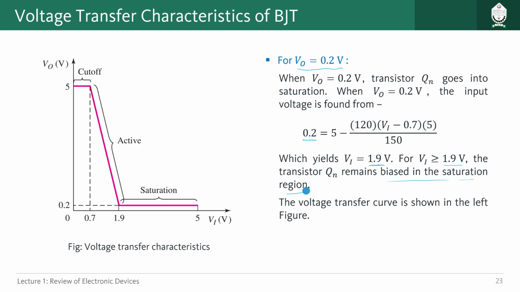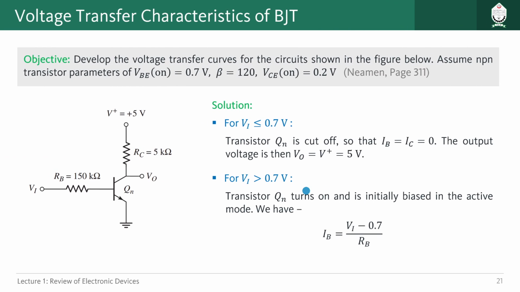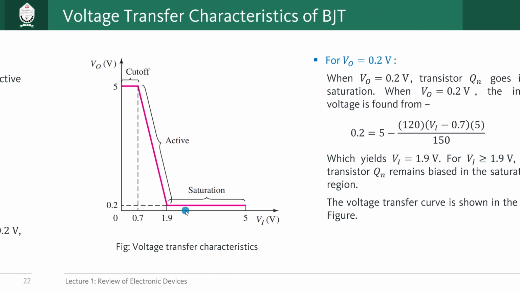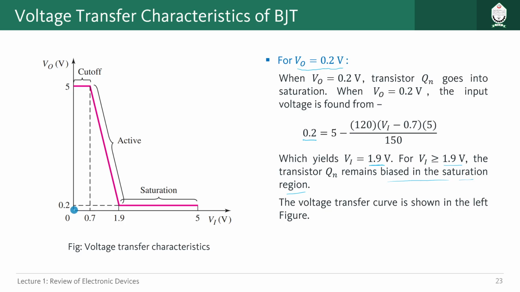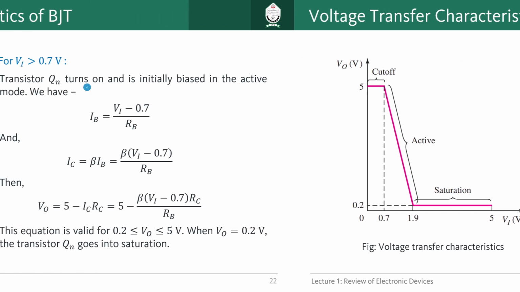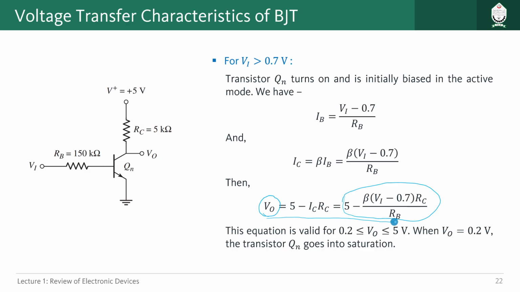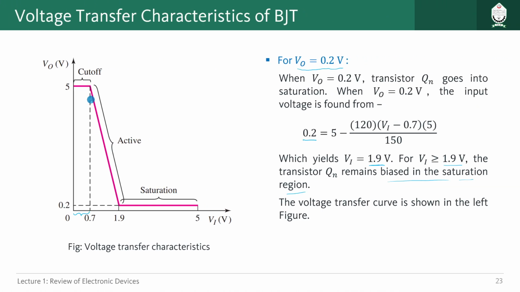So initially when we solve for cutoff mode, we saw that for Vi is equal to 0.7 volt or less than 0.7 volt, the output is 5 volt. So are we seeing that in the graph? Let us look at that. Whenever Vi is 0 to 0.7, this region, you see the output V0 is equal to 5. Yes. Then if you plot this graph here, which is a relationship between Vi and V0 for the duration of 0.2 to 5 volt for V0, you are going to see that this is the straight line you are getting.